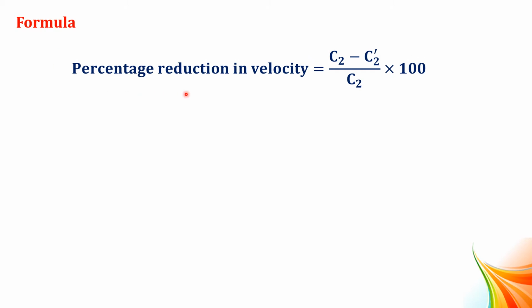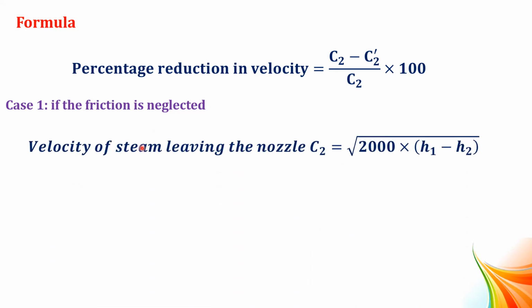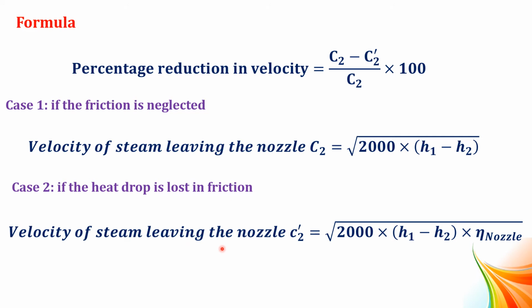Before going to solve this problem, we have to know the formula for solving this problem. Percentage reduction in velocity equal to C2 minus C2 dash divided by C2 into 100. Case 1, if the friction is neglected, then the velocity of steam leaving the nozzle C2 equal to square root of 2000 into H1 minus H2. In case 2, if the heat drop is lost in friction, then the velocity of steam leaving the nozzle C2 dash equal to square root of 2000 into H1 minus H2 into eta nozzle.